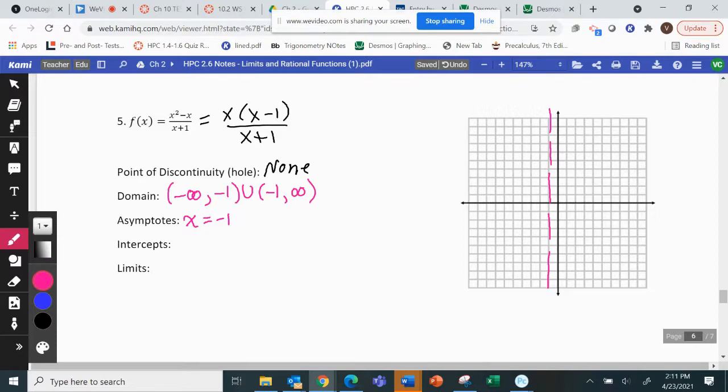So if I find the intercepts, I plug in 0 for x. I get 0 for y. And then if I plug in 0 for y, I get 0 and 1.